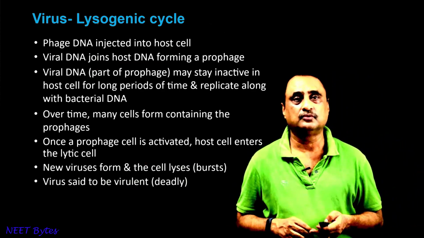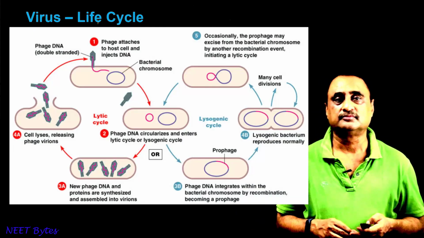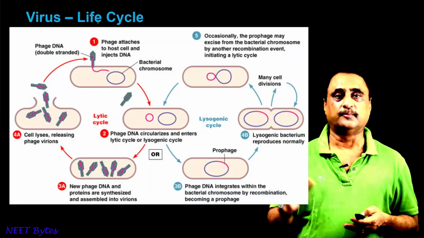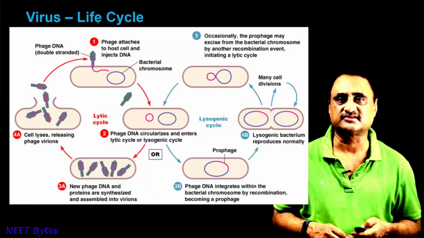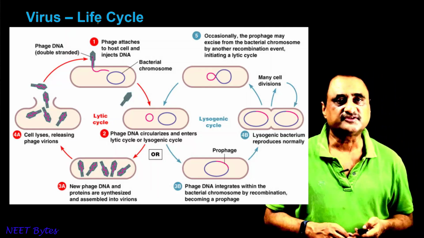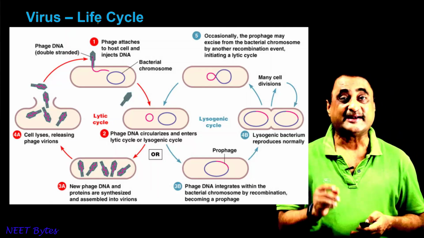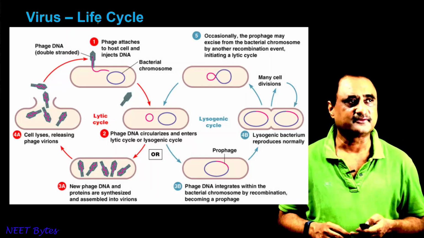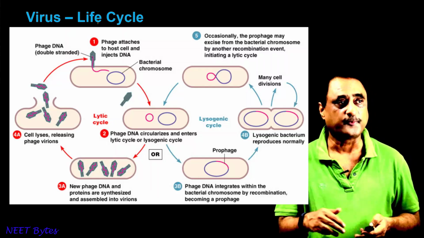So let's see this diagram. That will give you a very clear idea about the comparison of the lytic and lysogenic cycles. On the left hand side, you can see the lytic cycle. On the right hand side, you can see the lysogenic cycle. In the lysogenic cycle, you can clearly see that the red colored structure, that is the viral DNA, gets integrated into the blue colored structure, that is the bacterial DNA, and they keep on replicating.